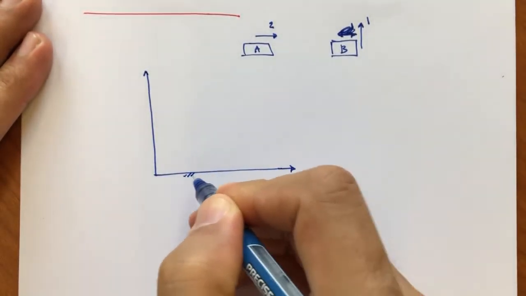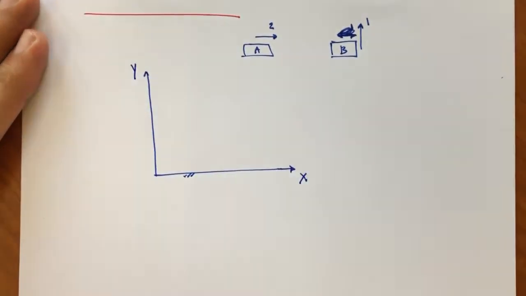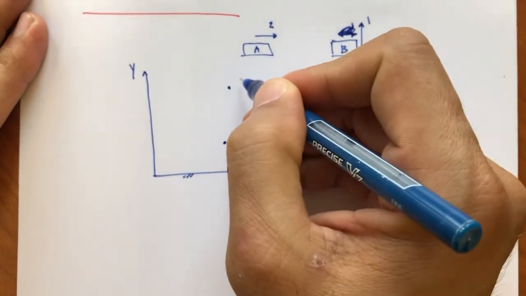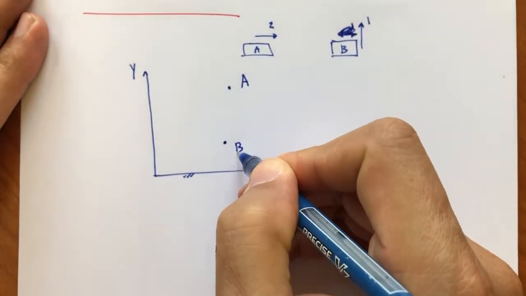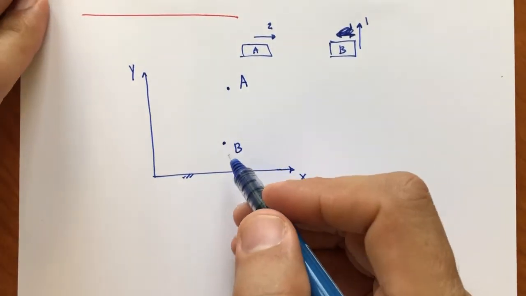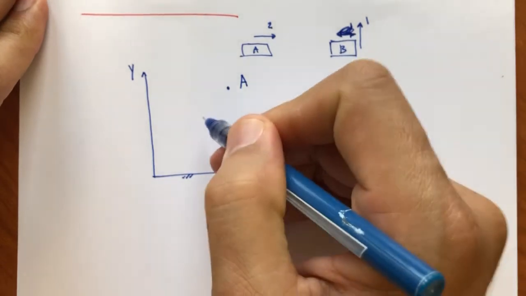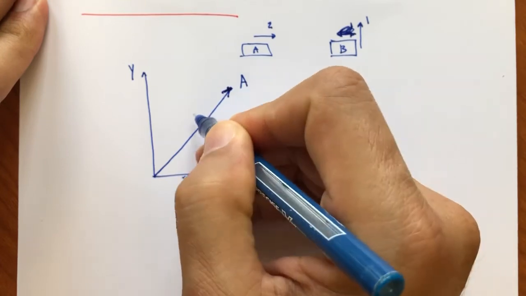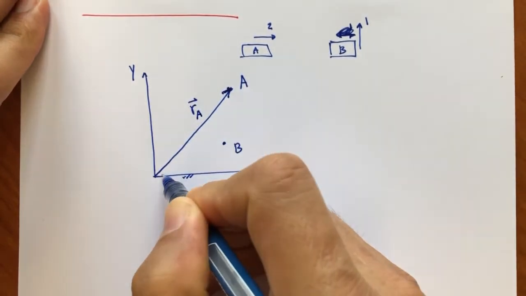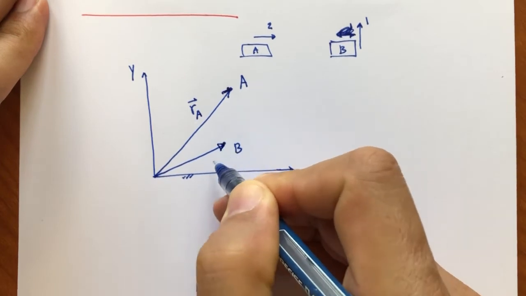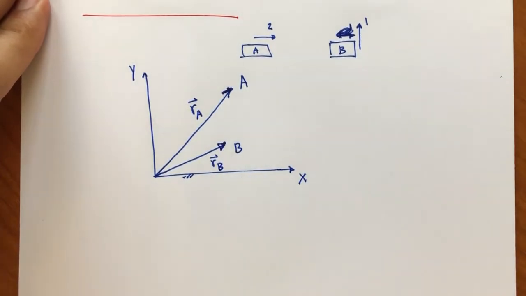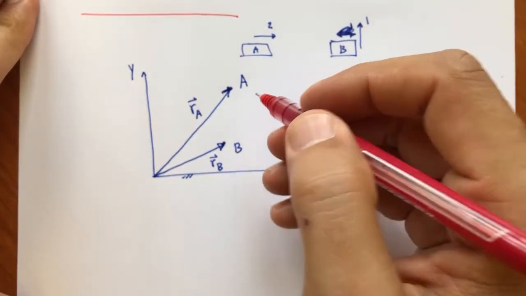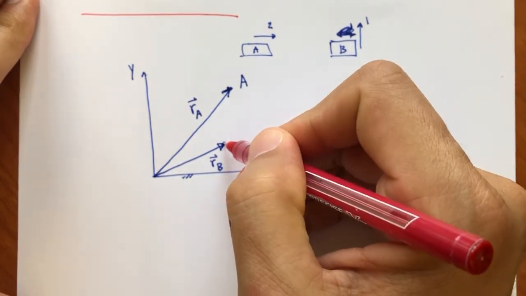So let's use an inertial frame. Let's say this xy coordinate is sitting on the ground, and we have two particles which are moving around, particle A and particle B. If I want to show the location of these particles in this coordinate, I can use two vectors like RA and RB to show the location of these two particles. The relative distance or the relative location between A and B is going to be this vector.